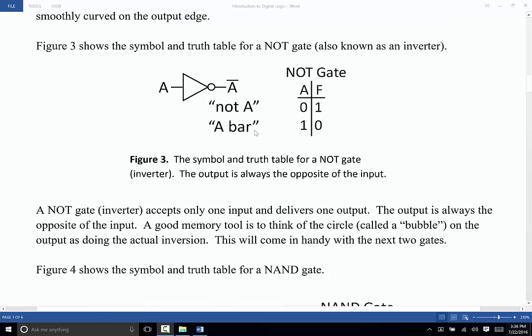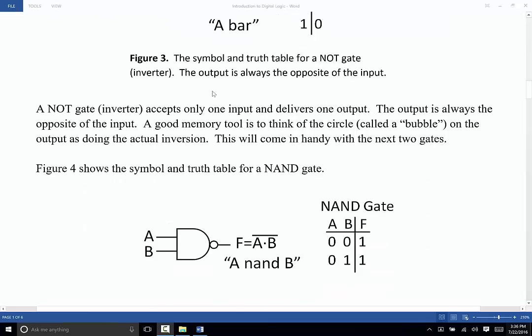And one good thing to remember is that in this case, I always think of the circle on the end as actually doing the inversion. I think of the triangle as just drawing attention to the fact that there's a circle there so you don't accidentally miss it. By the way, we call this circle a bubble. It's just what it's always been called, so that's what we continue to call it. If you think of that circle as the thing that actually does the inversion, that will really come in handy for the next 2 gates that we're going to consider.